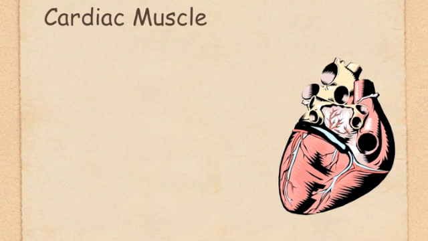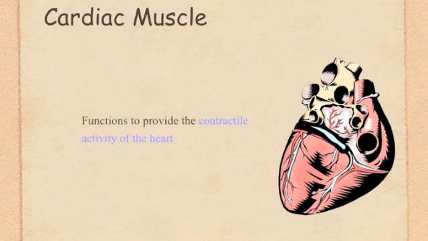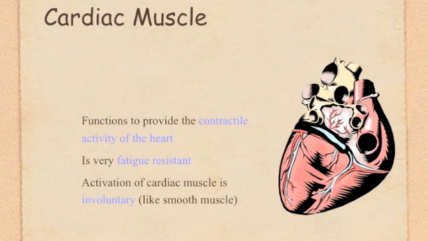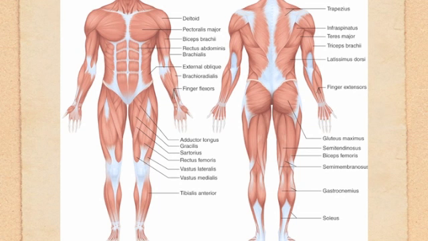And then cardiac muscle is the muscle that contracts in the heart and causes the blood to be ejected from the heart and sent to the rest of the body and to the lungs. And it is fatigue resistant as well as involuntary. And so our third class of muscles are the skeletal muscles, which is where we'll put our greatest emphasis.